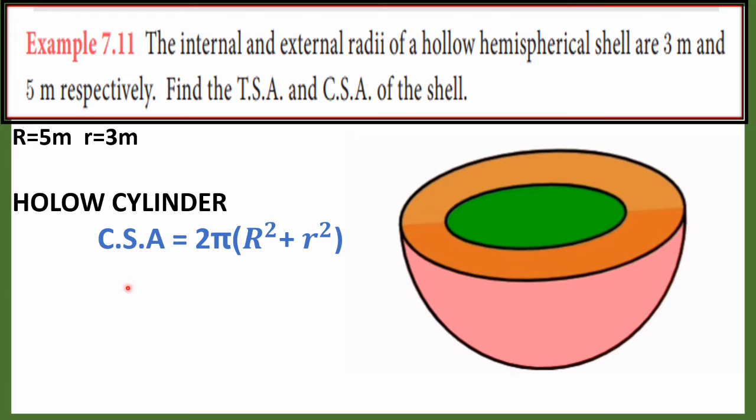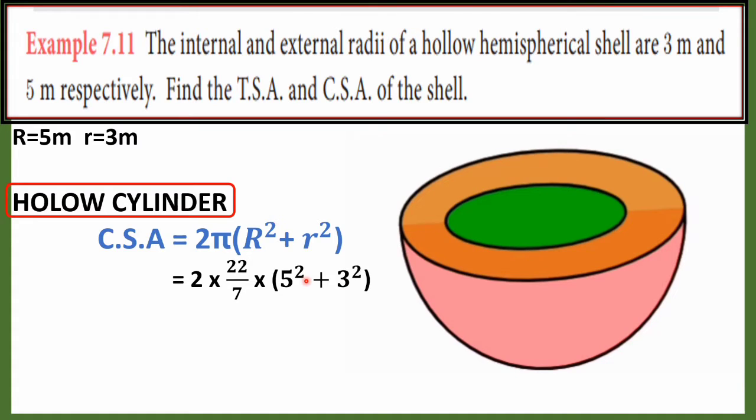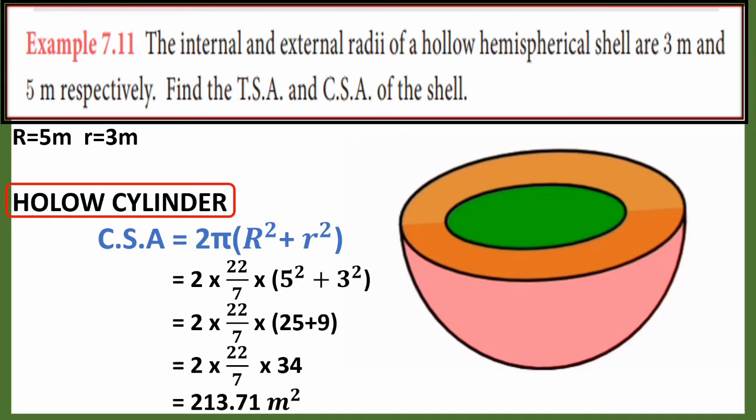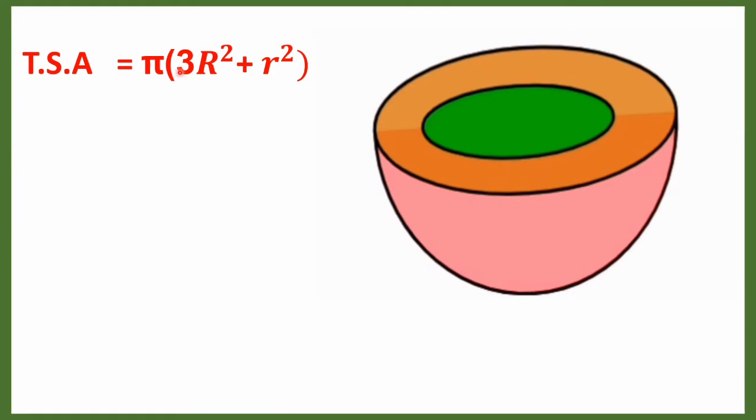For the hollow hemisphere, CSA equals 2 pi into capital R square plus small r square. Substitute the values and simplify. Here the numbers in the numerator are not cancelled by 7. So multiply the numerators and then divide by 7. We get 213.71 meter square.